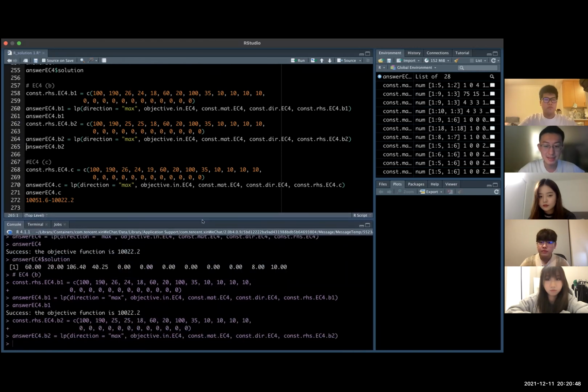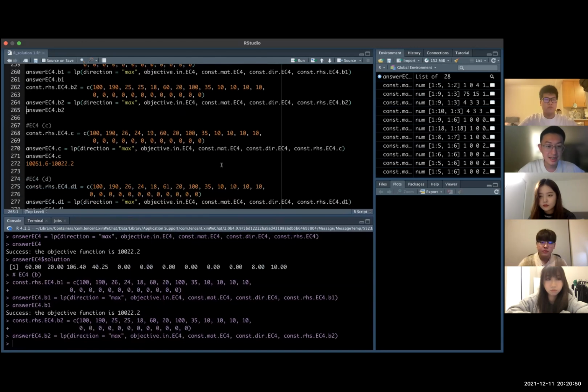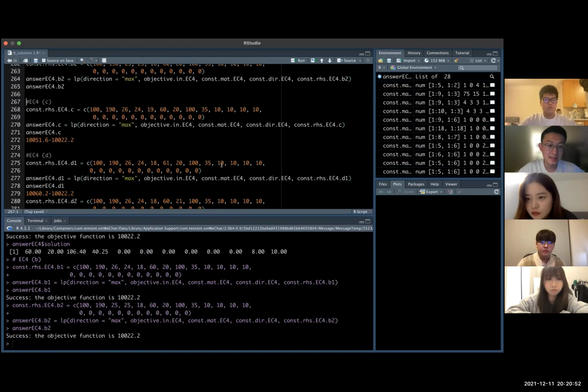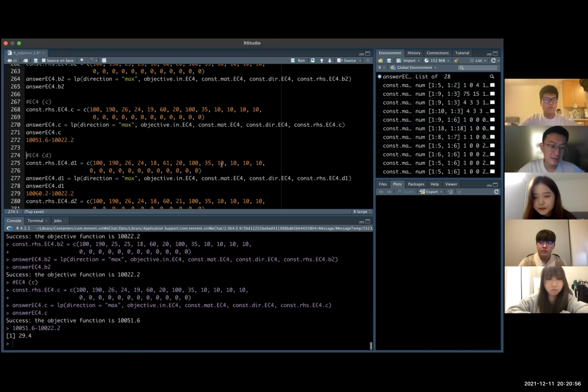And for part C, for additional advertising dollars, we change 18 into 19. And then we got the objective value of 10,051.6. And we subtract the value 10,022.2, and we get 29.4.